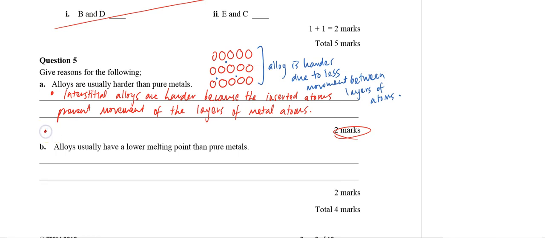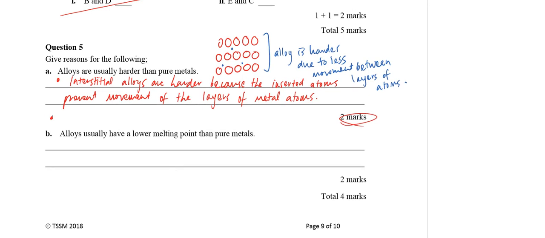So I need a second point. Alloys are usually harder than pure metals. Now I'm going to be honest, I can't actually think of a second reason. And so because of that, I don't know if I should be here teaching you guys, but you do have a solution book, and I do wonder if they give another reason. So have a look at that.